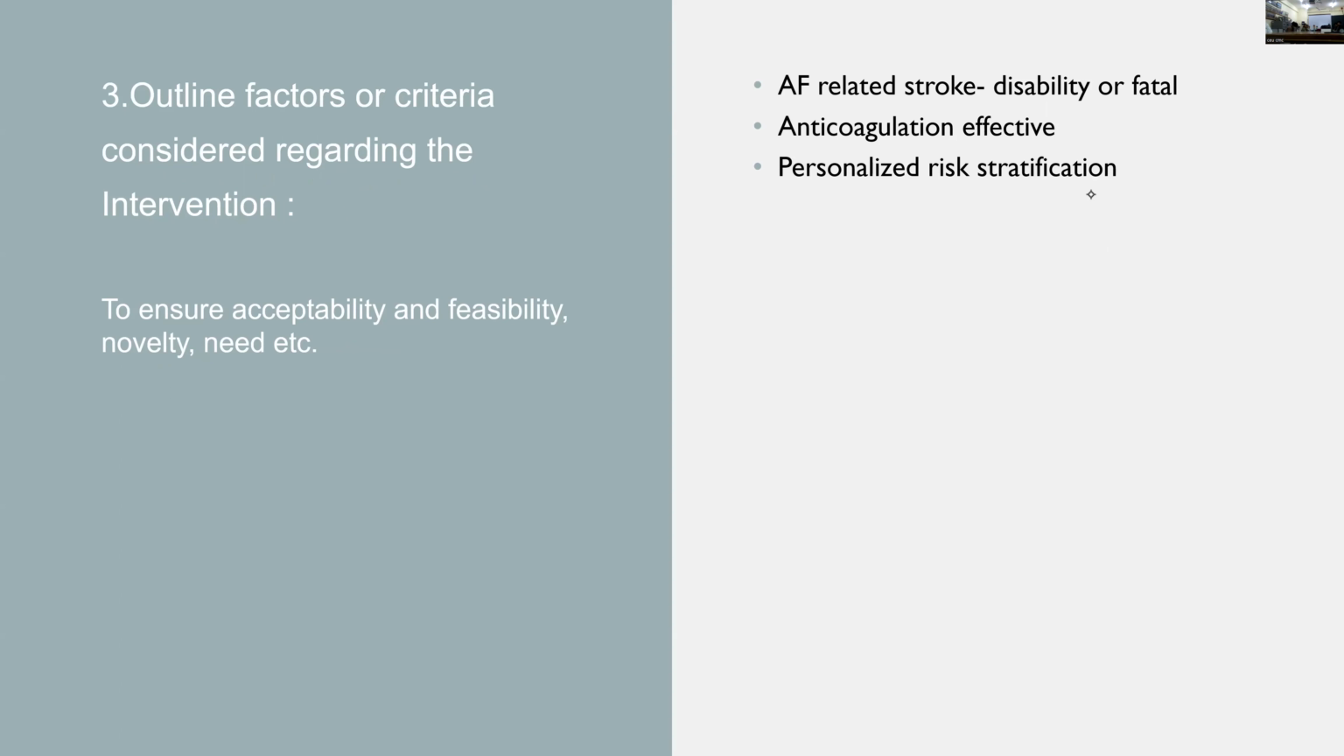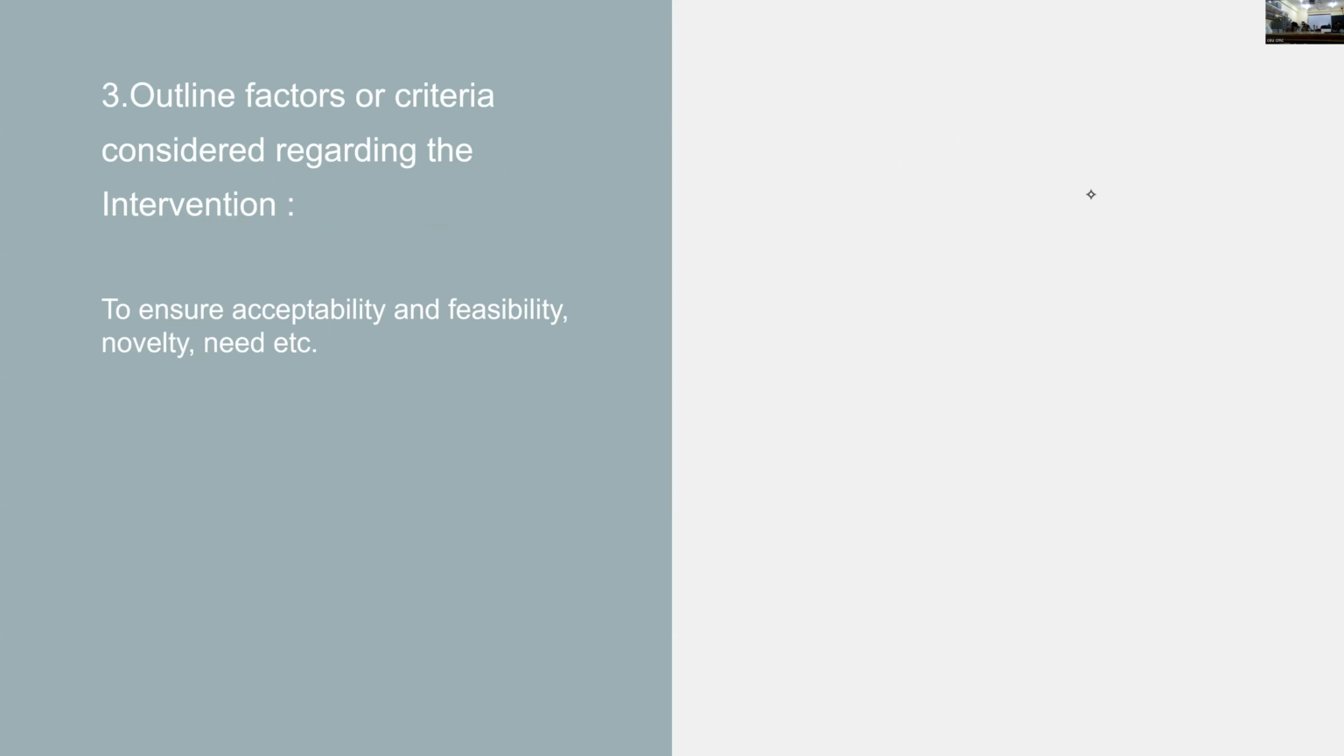So we know that atrial fibrillation can cause stroke, which has a lot of disability and is fatal. And if you give anticoagulation, blood thinners, in this particular group of people, it will prevent a stroke. But it is not a blanket guideline for everyone. So we do something called a personalized risk stratification. That is, if a patient whose risk is less and benefit is more, they are prescribed anticoagulation.